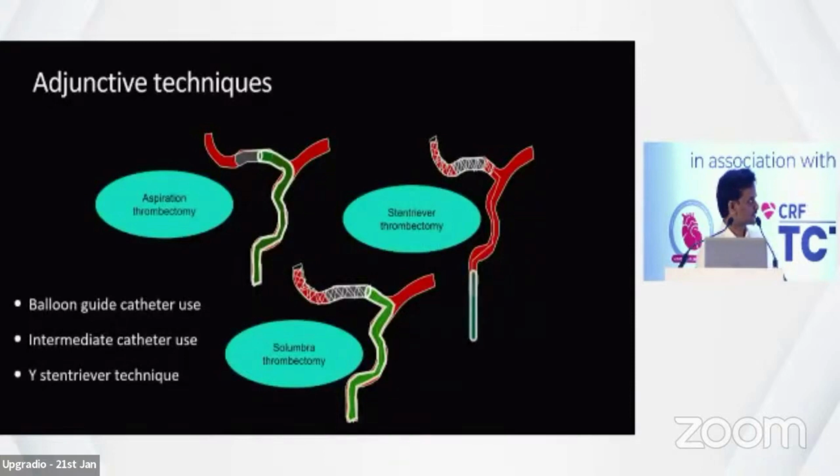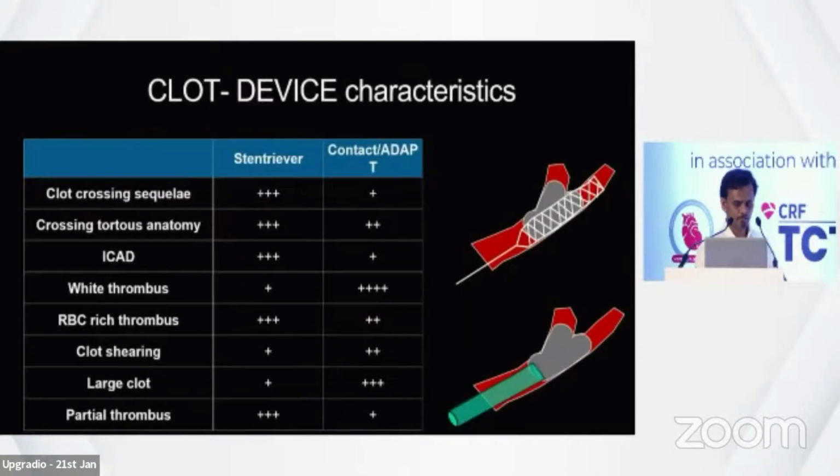So what are the techniques? Apart from the stent retriever technique, we have the aspiration thrombectomy or a combined thrombectomy, the stent retriever or the Solitaire plus Penumbra, called the Solumbra technique. Why is it important? Some clots are very amenable to retrieval with the stent retriever, like soft clots and longer clots, whereas very fibrin-rich clots are very resistant to the stent retriever. So these are very good for aspiration thrombectomy. If you combine both instead of using them solely, definitely you'll get a better outcome.